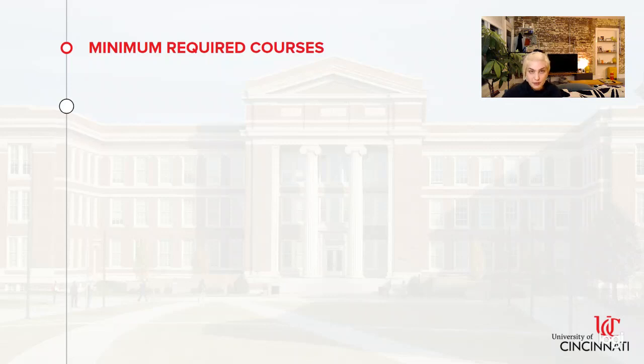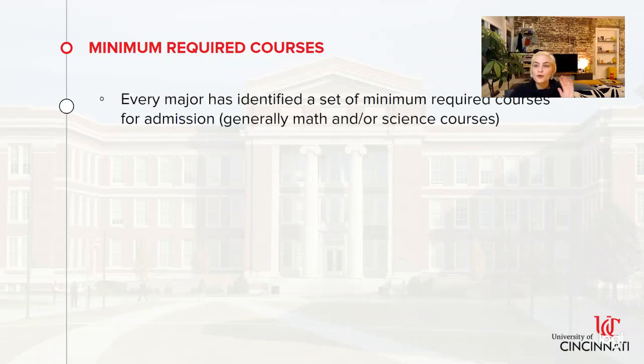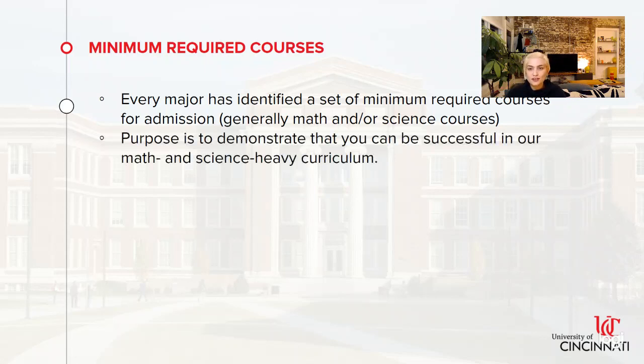Let's talk about what those minimum required courses are. In general, every major has identified some classes that you have to pass in order to get in, and generally these are math and/or science classes. The purpose of having some minimum required courses is so that you demonstrate that you can be successful long-term in our math and science heavy curriculum. So if a program is asking you to pass Calc 1, it's to make sure you can do well in Calc 2, Calc 3, physics, statics, whatever is coming down the line in that particular major's curriculum.